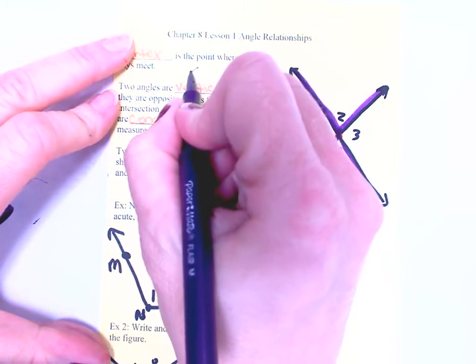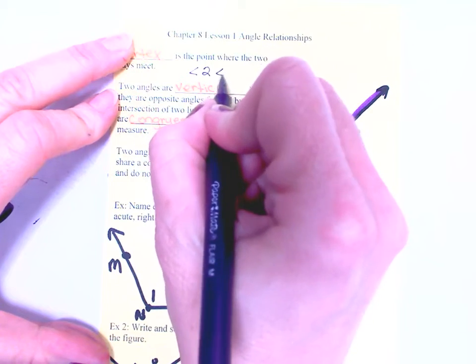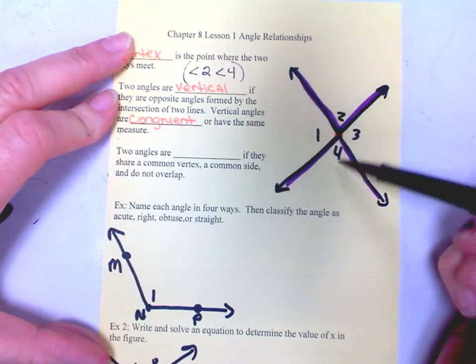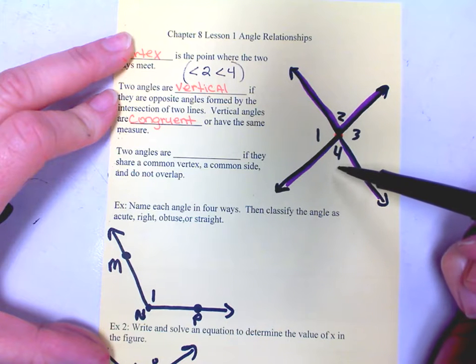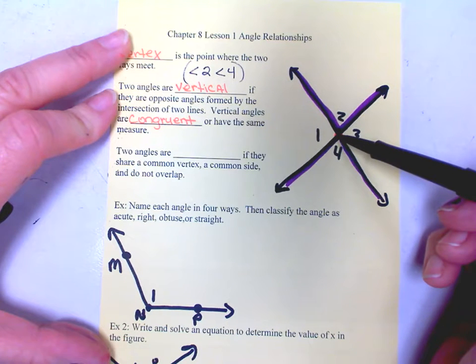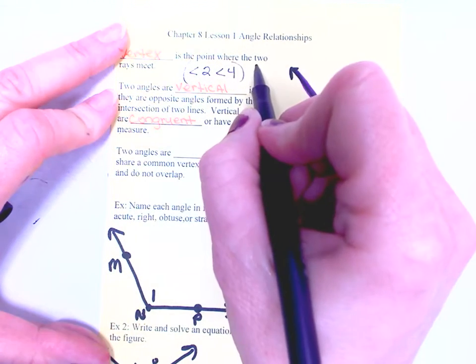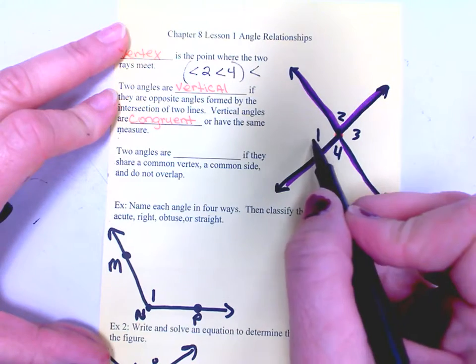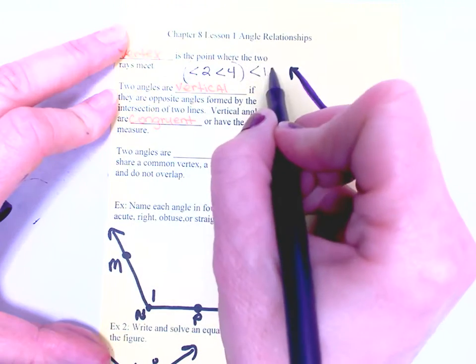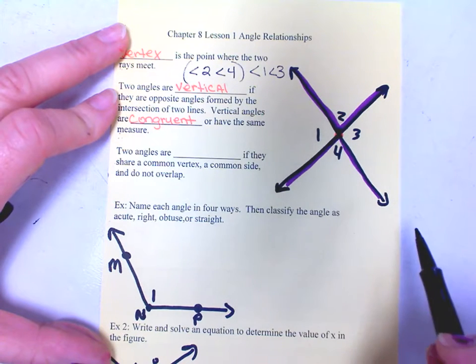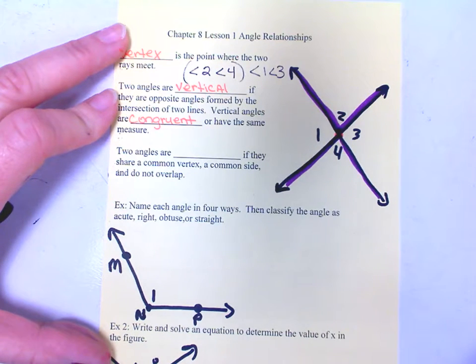We have angle 2 and angle 4 are vertical angles. Angle 2 and 4, they're opposite of each other. Same measurement, and they share the vertex. Another vertical pair would be angle 1 and 3. They are vertical angles. Okay, they are opposite of each other.